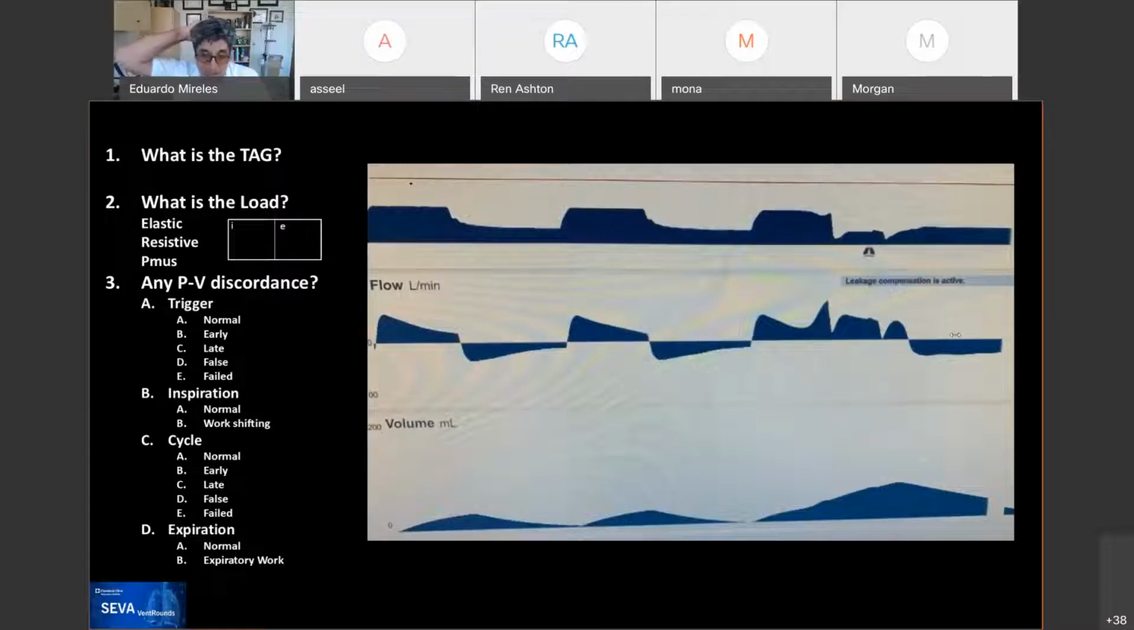The majority of you thought this was a load that was resistive. In terms of trigger, early or reverse trigger was detected by several of you. In terms of work shifting, there was some work shifting detected, and in expiration, it was split between normal and expiratory work. So let's go over this. Again, if anybody wants to read this, just put it in the chat and I'll call you in if you're interested.